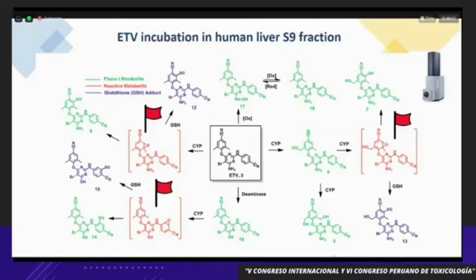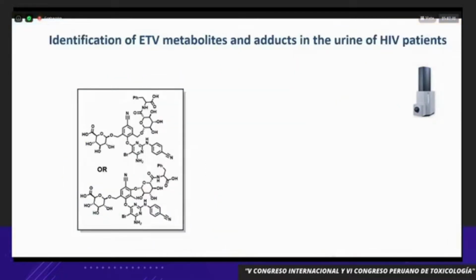And in a first attempt, we have investigated this by incubating this drug in human liver S9 fraction supplemented with glutathione, and we have monitored the formation of covalent adducts with this bionucleophile. So this allowed us to identify potential arene oxides that could be potential reactive metabolites. But the really interesting results were obtained in vivo when we analyzed urine of patients on etravirine therapy. So when we analyzed these urines, we were able to identify glucuronide conjugates that were further conjugated with phenylalanine.